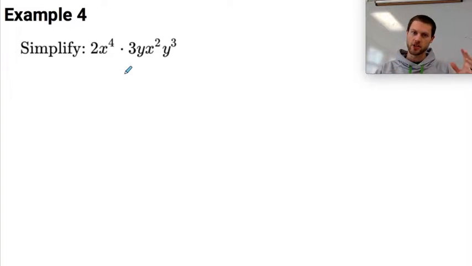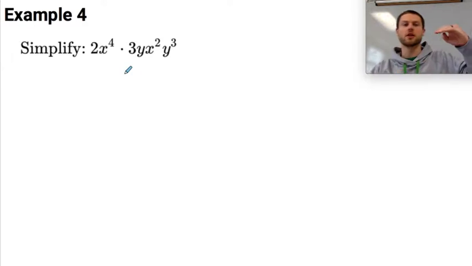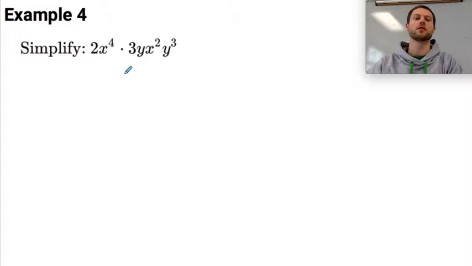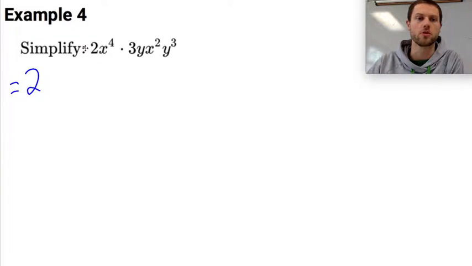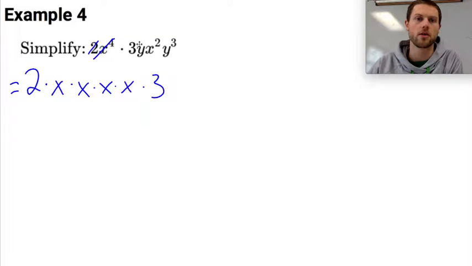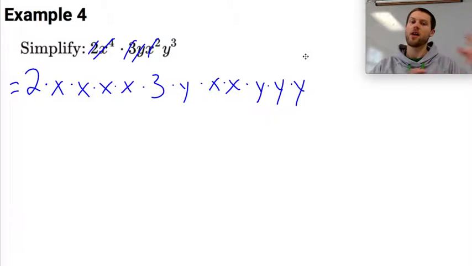A little bit trickier still. So we're just kind of climbing the mountains of exponent properties. We're going to do the same thing we did before. Let's expand. This is going to equal 2, times x to the fourth, that's x times x times x times x, times 3, times y, times x squared, that's 2 of those, times y to the third, that's 1, 2, 3. Now let's sort all this stuff.